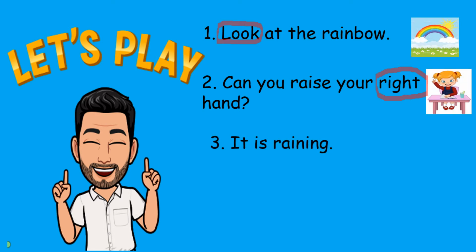Number three, it is raining. Is this a telling sentence or an asking sentence? You are correct. This is a telling sentence. And which of our sight words are we using here in this sentence? Did you say it? You are correct. Let us circle it.